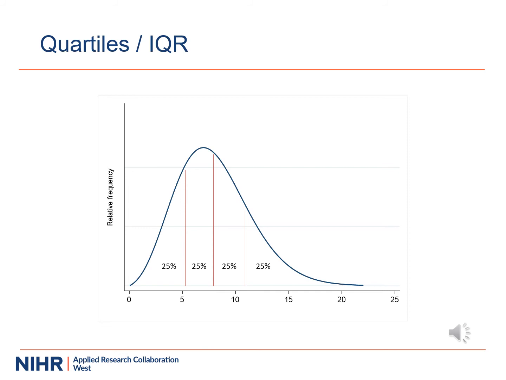The red lines split the data into quarters, or quartiles. The smallest 25% and the highest 25% are at either end, and what we call the interquartile range is the middle 50% of the data. We can see here that the middle 50% of the data, the interquartile range, is between about 5.5 and 11 days.